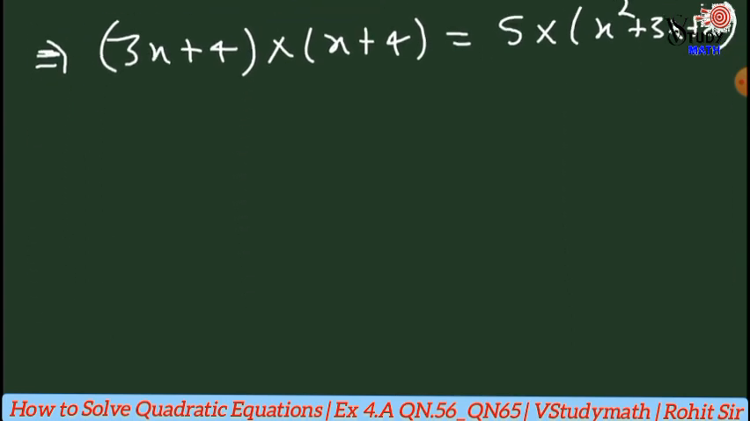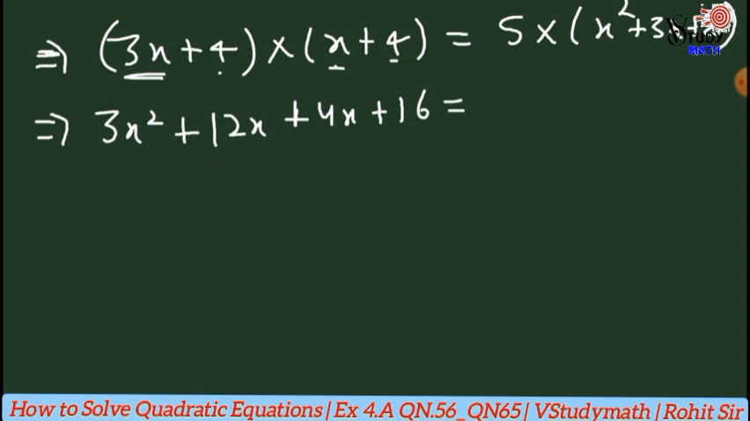Now we have 3x² + 12x. This 3x multiplies this x, it becomes 3x². This 3x multiplies 4, then it becomes 3 fours are 12x. In the same manner, 4 multiplies x, 4x, and 4 multiplies 4 is equal to 16. Now here 5x² + 15x + 10.